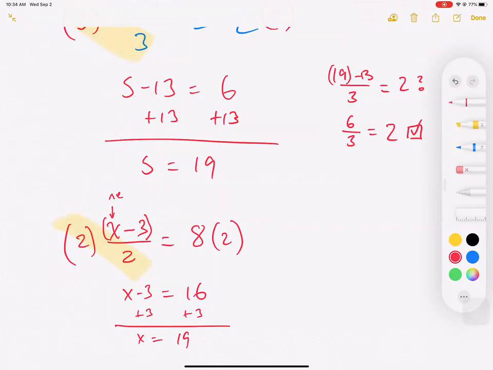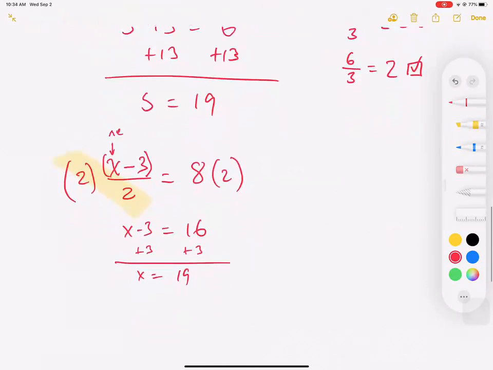Now, hopefully you guys are seeing a little better which number to get rid of first, because I'm going to spin this around and give you guys another one that looks very similar, but it's different. Let's do x over 2 minus 1 is equal to 3.